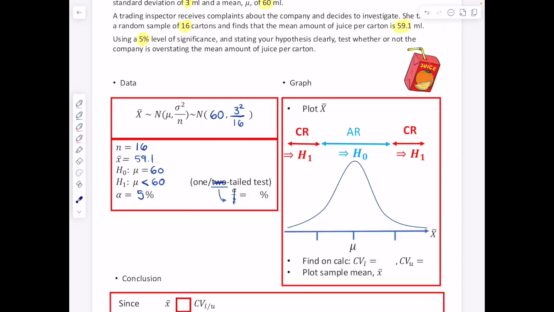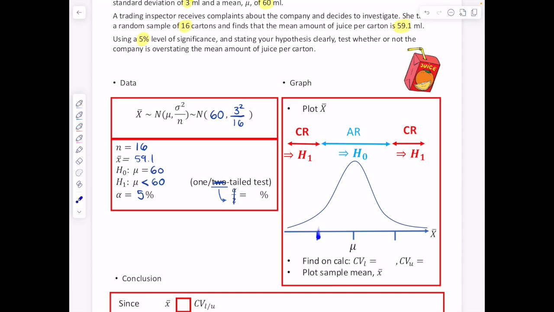So you're going to have a quick sketch of your graph. You know it's going to be normally distributed. We're plotting X bar, it's not X. The difference between plotting X and X bar is the standard deviation is smaller. The variance is divided by 16. Here we can see there's a critical region either side. This is a generic template that works for the top tail or a two-tail test. But for this, we're just focused on the lower tail, so we can ignore this critical region.